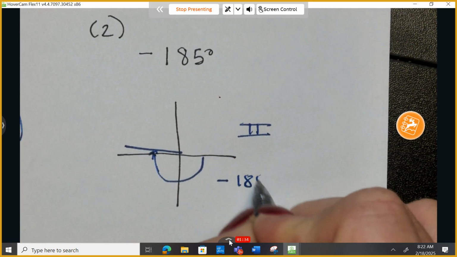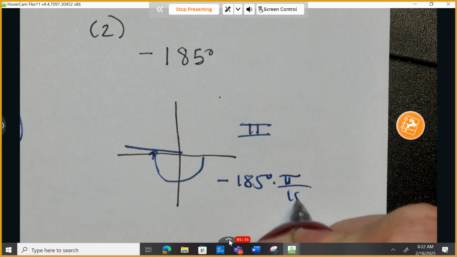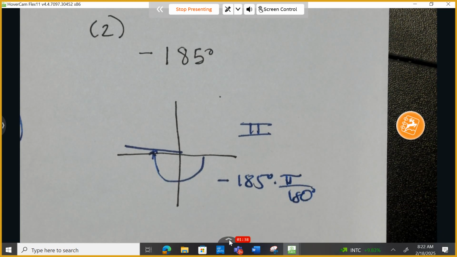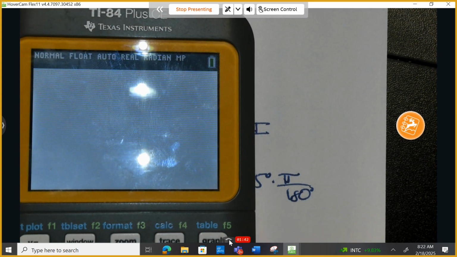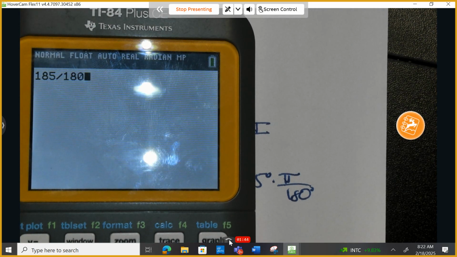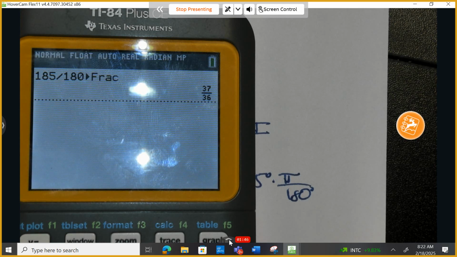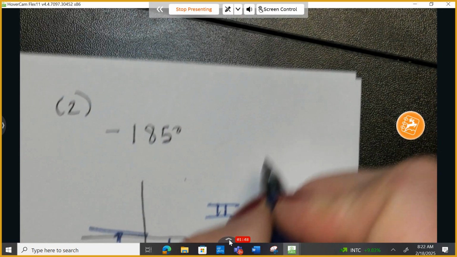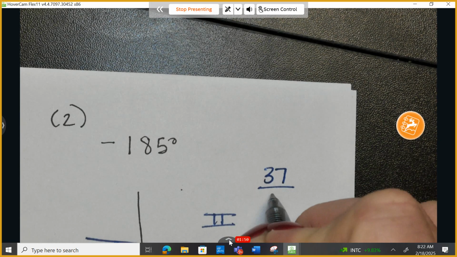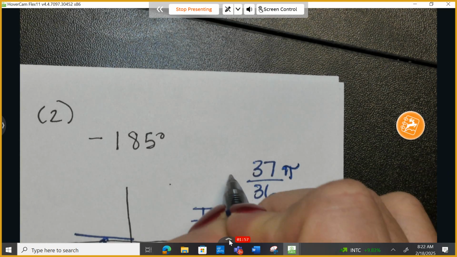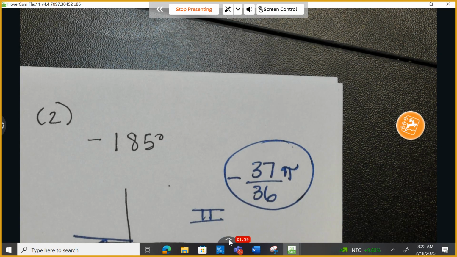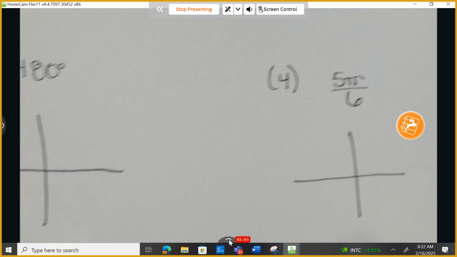So negative 185 times pi over 180. I'm grabbing that calculator again. I'm not going to include the negative sign right now, but I'm going to take 185 divided by 180, hitting math, fraction, enter, enter, and I end up with 37 over 36. Here's what you need to be careful of. A lot of you are going to write 37 over 36, and I have to count it wrong. What did I forget? I forgot the pi and the negative sign. The negative sign can be on top, in the middle, or the bottom, as long as there's just one negative sign.